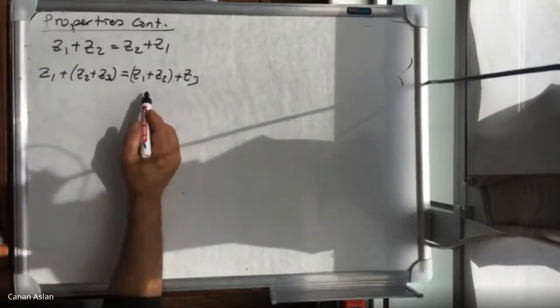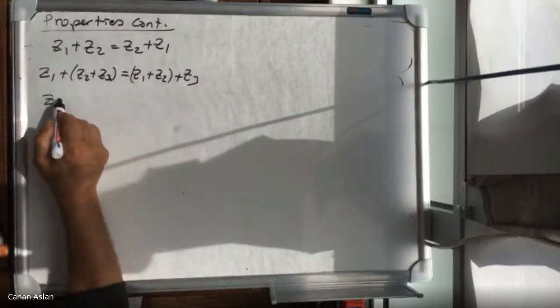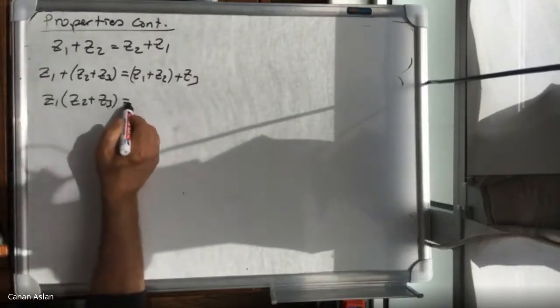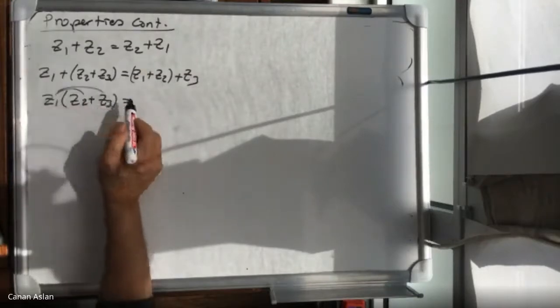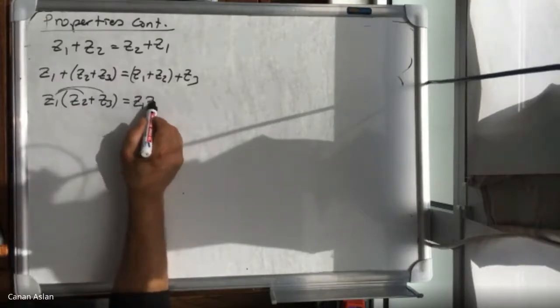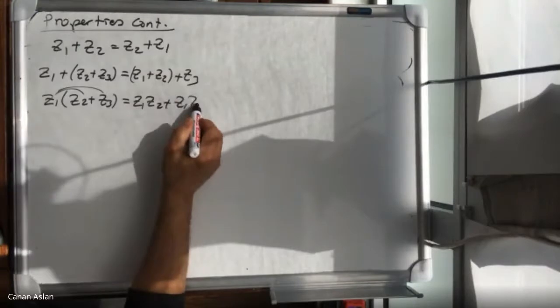Okay, so this is the property. You will remember if you have z1 multiplying z2 plus z3, it's just nothing but the sum of the individual multiplications, which is z1 z2 plus z1 z3.